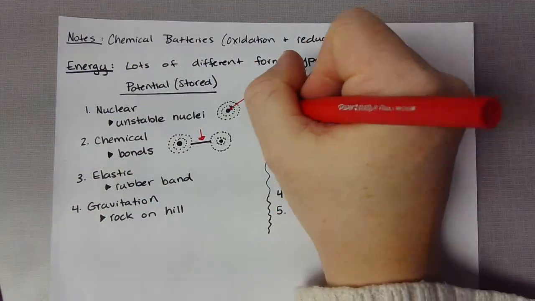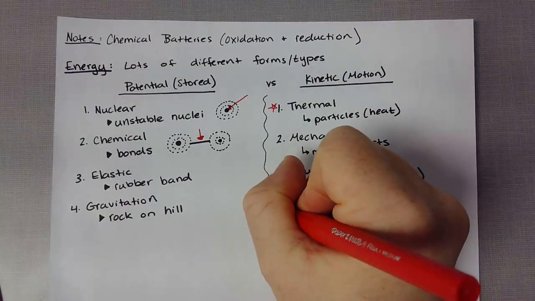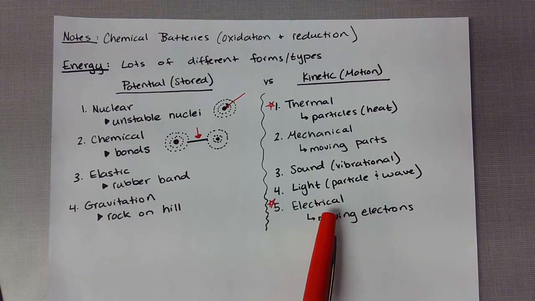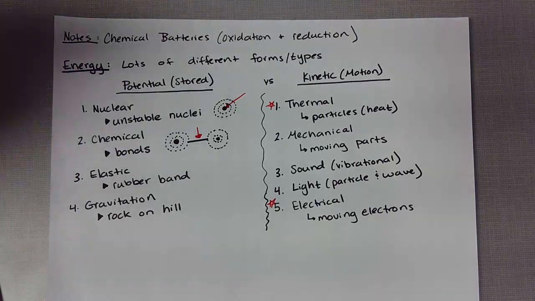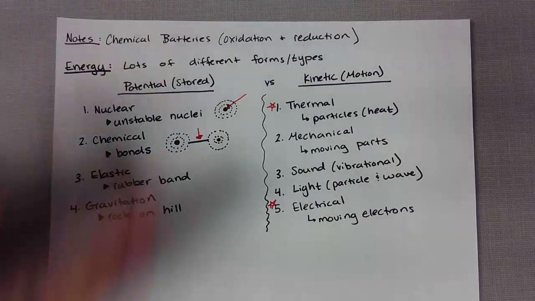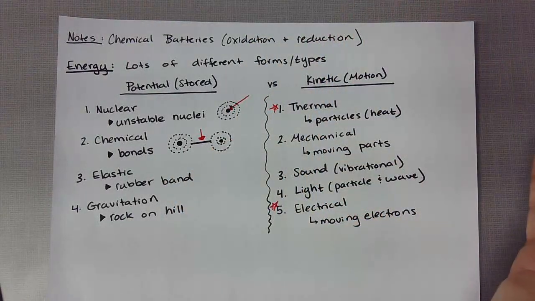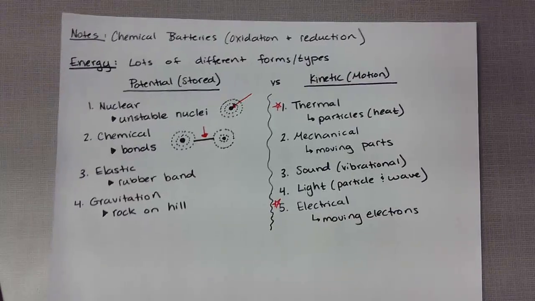But for now, we're going to focus in on thermal energy. We'll do a demo relating to that. And we're going to zoom in on electrical energy, which is the movement of electrons. And your final task in this unit will be a lab relating to this. Now, back to our topic for today. Chemical batteries, oxidation and reduction. We're looking at the vocabulary and the introductory science that's going to let us understand this form of energy.